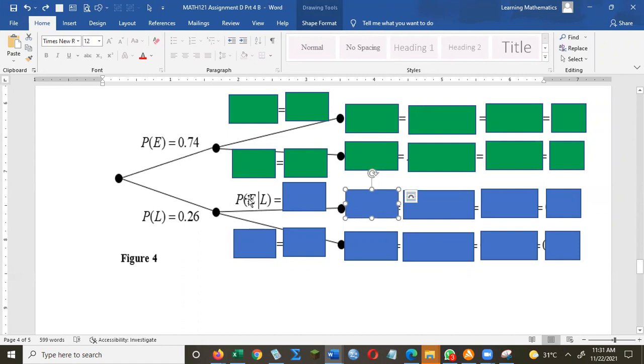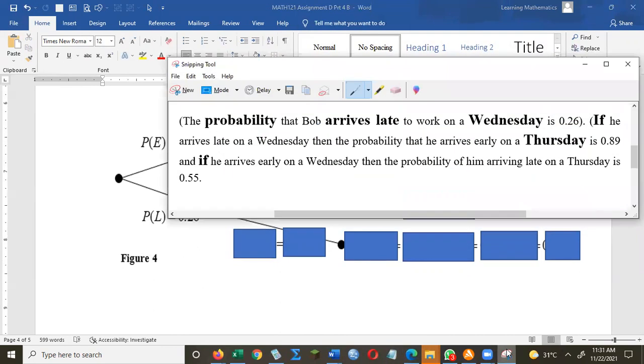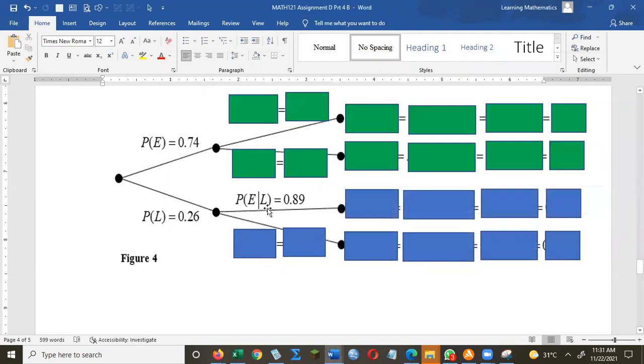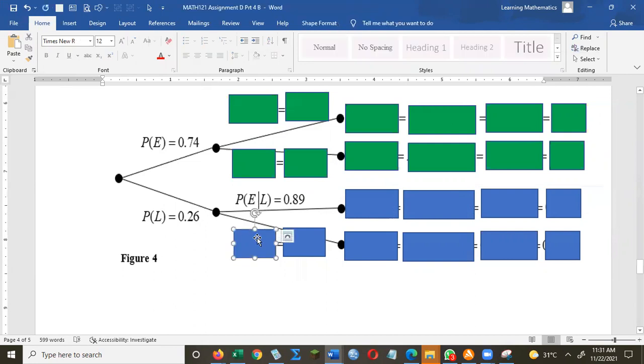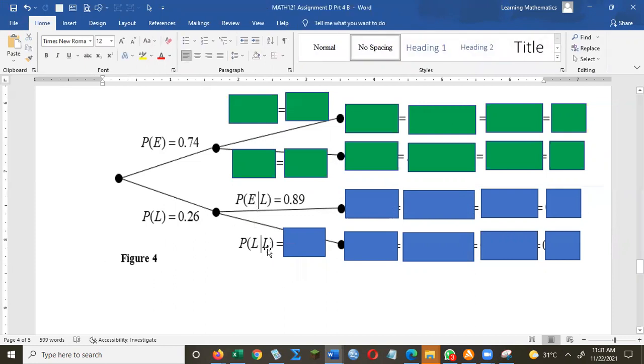If late then early is equal to 0.89. Here it is. If late then early, 0.89. Obviously, if this is if late then early, what do you expect this to be? Exactly, if late then late. Late again, isn't that so? If late then late.